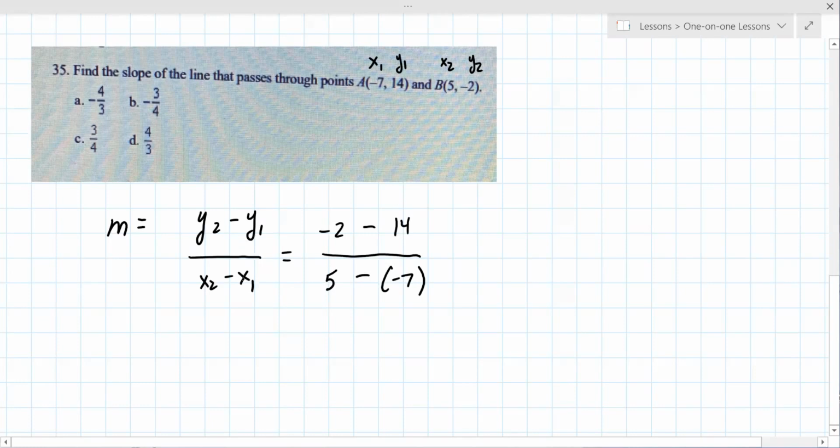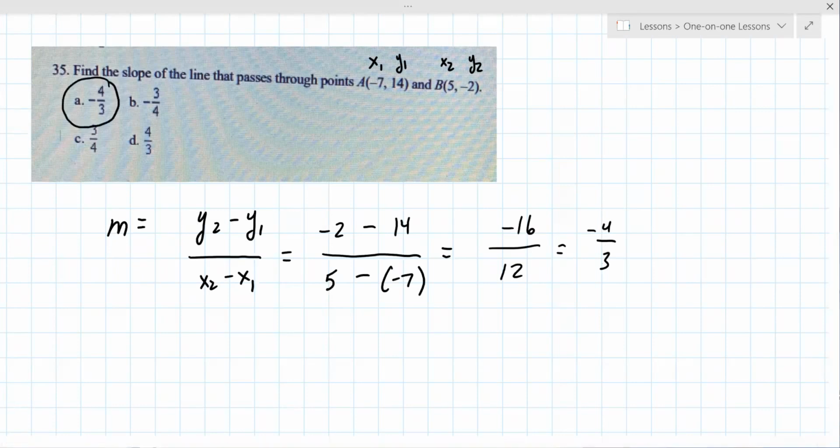Whenever I substitute a number and it's negative, I put it in parentheses. -16 over 12 reduces to -4/3, which is answer A. Okay. 36. Okay.